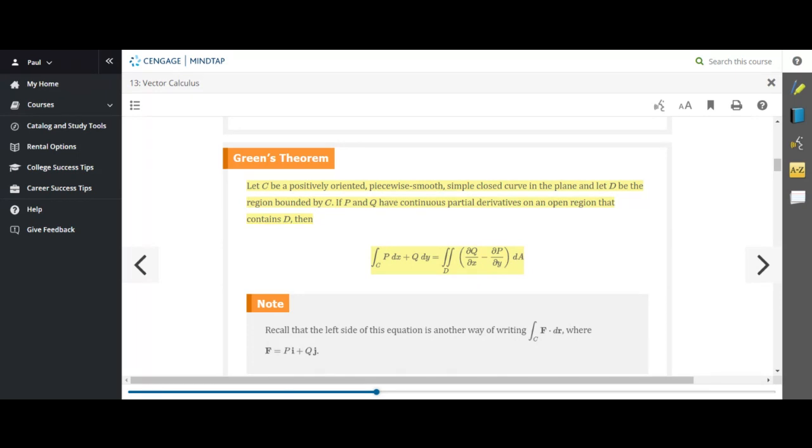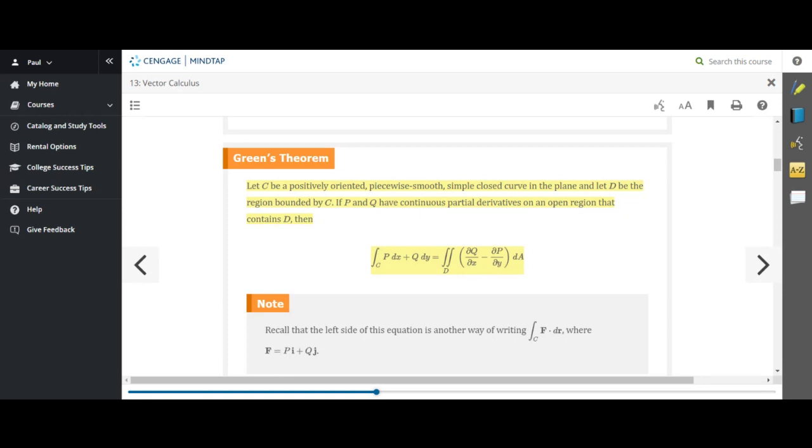Are there any questions on this? We'll look at some examples. The proof of Green's theorem, they talk about it on page 935 in your book.